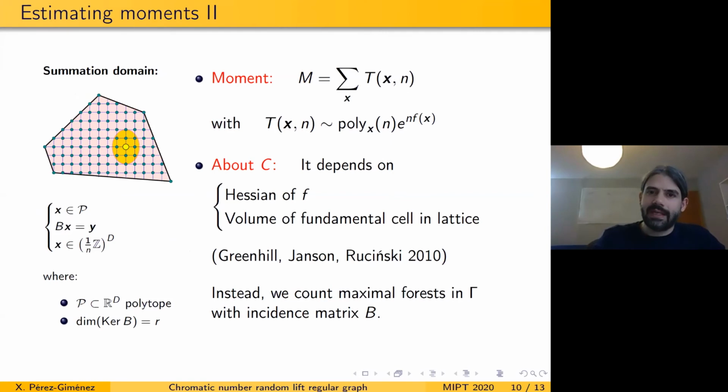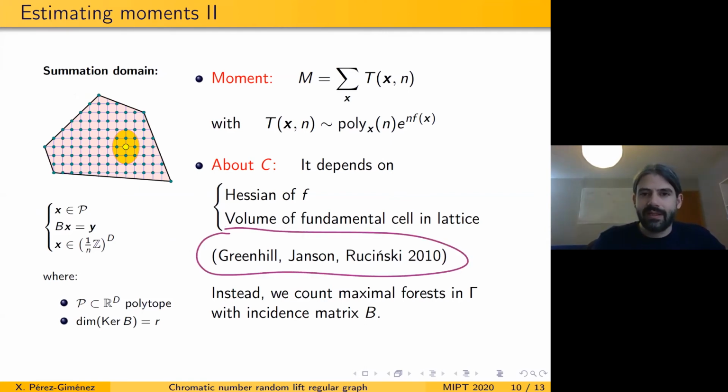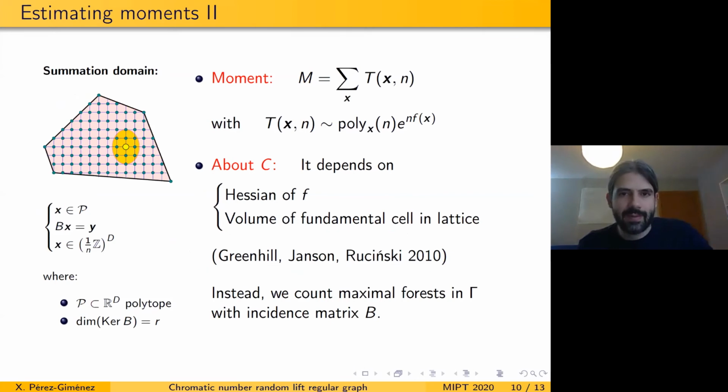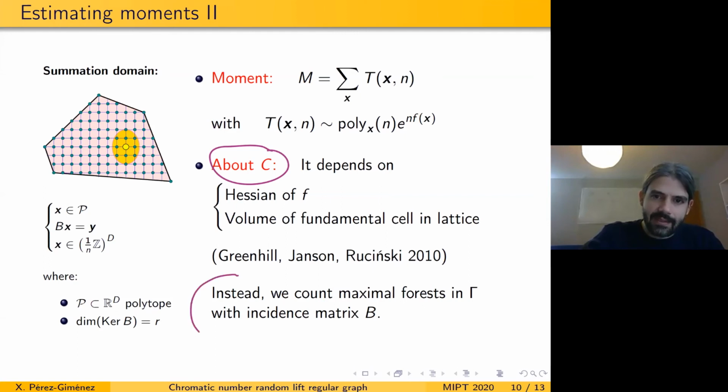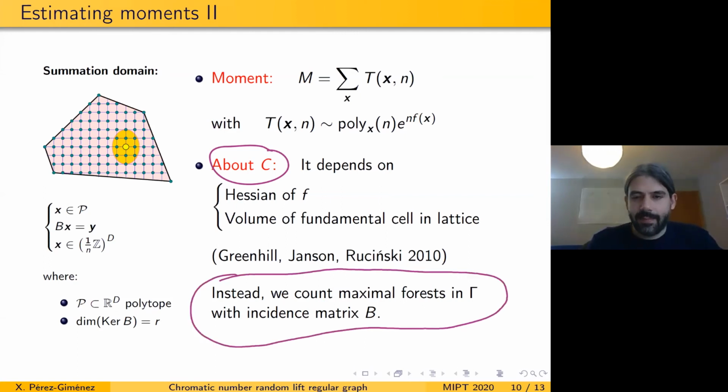So this was complicated in the paper. In a paper by Greenhill, Jansson, and Ruciński, they're doing different things, but they have similar calculations, and they start by looking at the lattice that they get. What we realized is that they give a theorem that you can apply as a black box to compute this C using information about this lattice. But we were able to reformulate that by forgetting about lattices and counting spanning trees or maximal forests in some graph.